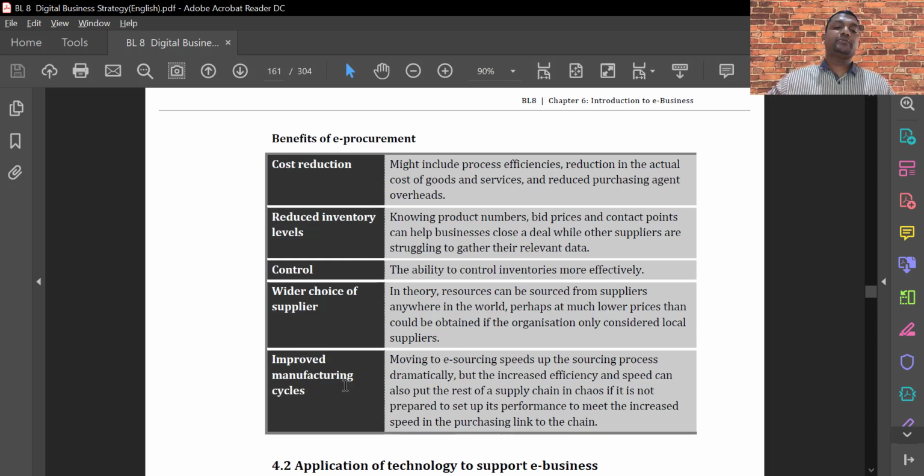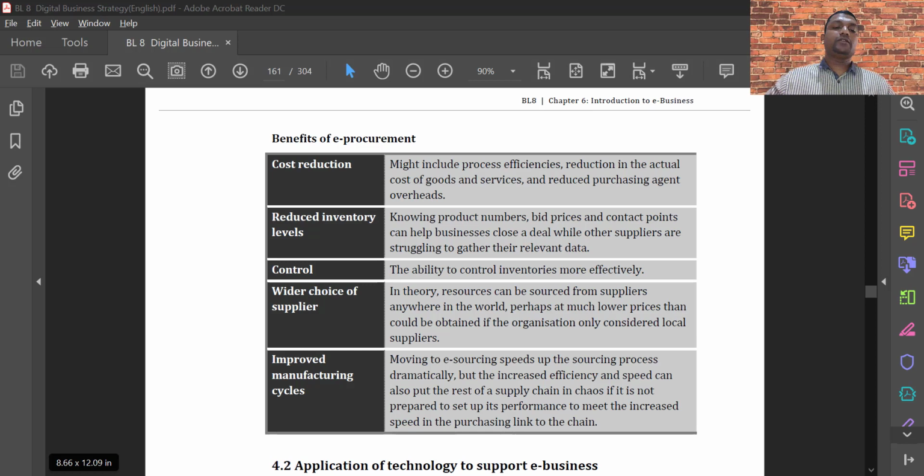And improved manufacturing cycles. When the procurement is efficient and happens according to the planned schedule, manufacturing cycles will improve dramatically, because increased efficiency and speed also affect the rest of the supply chain. If the procurement is delayed, then the whole manufacturing process gets delayed. On the other hand, if the procurement is done on time as planned, it will help the manufacturing process to finish on time, so that this whole process will be efficient.